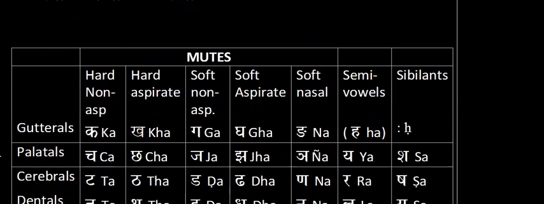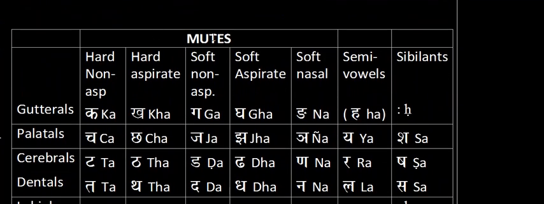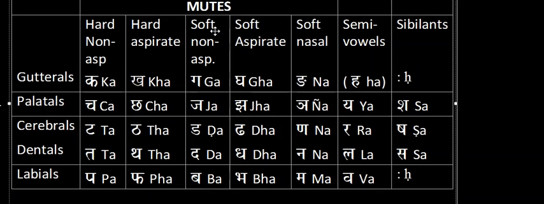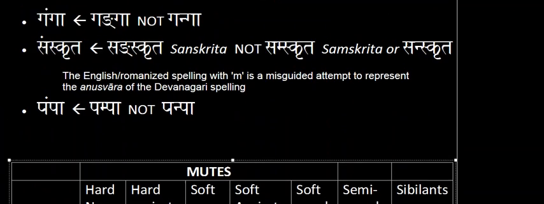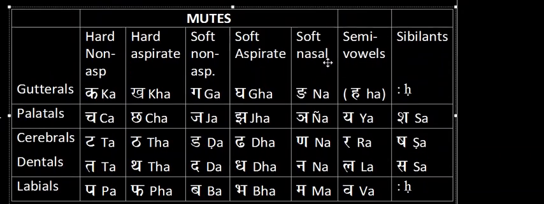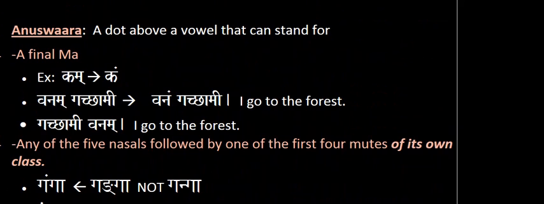What are the first 4 mutes? Now here are the mutes, and these are all the columns under the mutes. The first 4 mutes are the hard non-aspirate consonants, the hard aspirate consonants, the soft non-aspirate consonants, and the soft aspirate consonants. These are the first 4 mutes. If they do not belong to the first 4 mutes, then that means that they do not take the soft nasal, and they would just take the form of a ma.